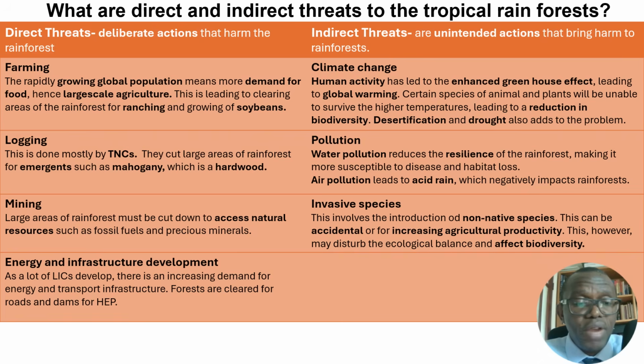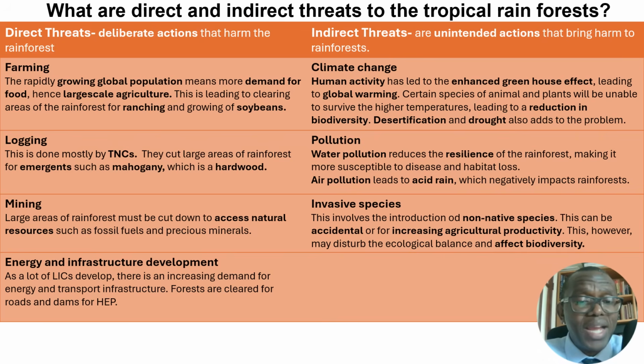Then the second direct threat here is logging. So this is the cutting down of trees for commercial purposes. And when we are talking about commercial purposes, it means that it's being done on a large scale. And it's mainly because it's done by TNCs or the transnational corporations. So these are really large companies that are profit driven, and therefore will cut huge tracts of the rainforest to be able to access that wood.